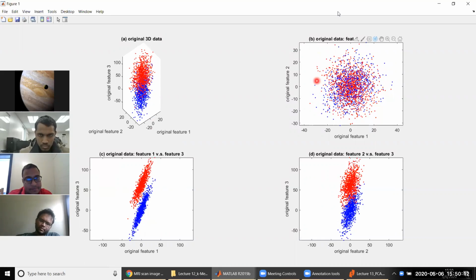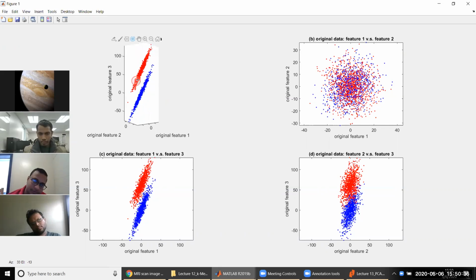Because when we plot it, we want to plot it in 2D, right? We cannot plot it in 3D. So this is original feature 1 versus feature 2. Can you see anything? Not that clear. Original feature 1 versus original feature 3. It's better, but still not that clear. However, be careful that here I make the color red and blue on purpose, okay? Because I want to let you see that when I generated it, I manually made them into kind of 2 groups. You can see it.